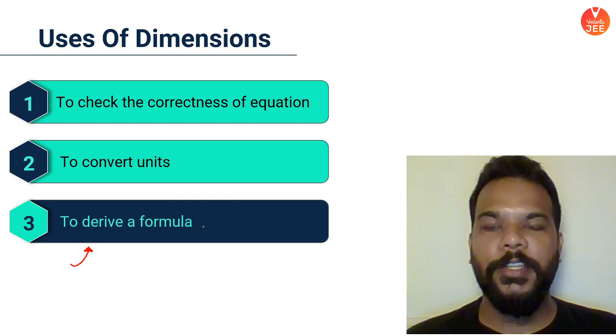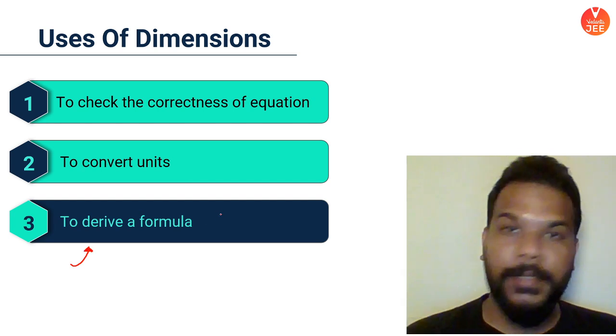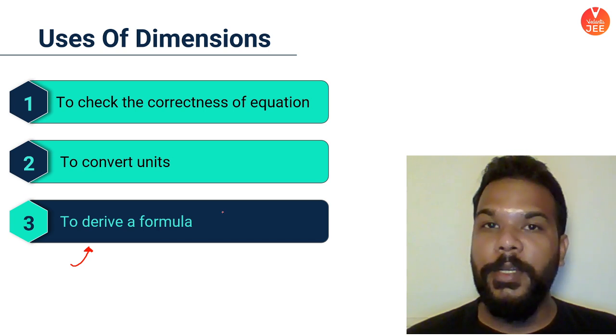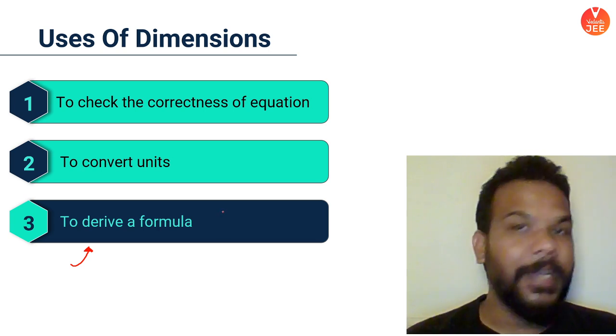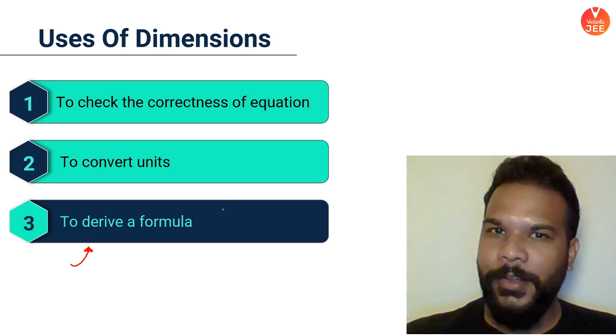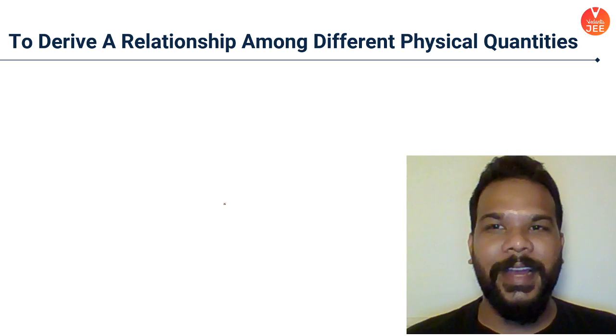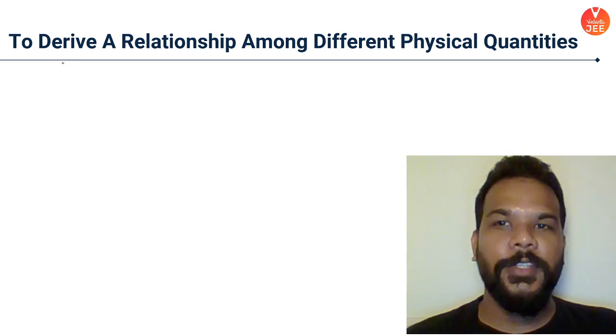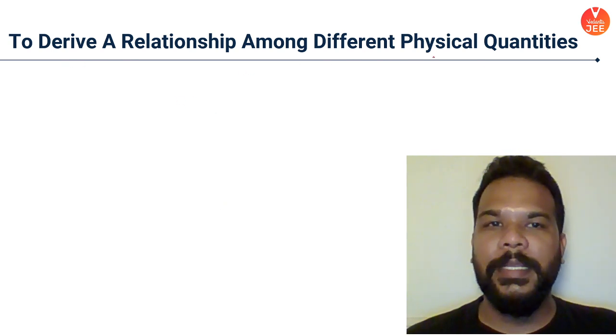We'll be dedicating this session to derive a formula. How about we'll be able to derive the formula for any physical quantity, for which the information is given to us? Okay, guys. So what are we waiting for? Let's start the third application, which is to derive a relationship among physical quantities.